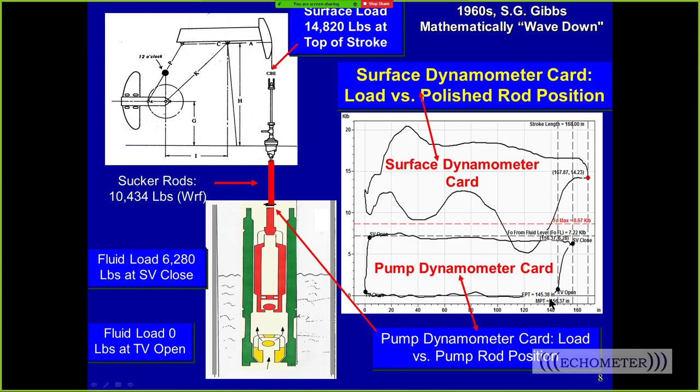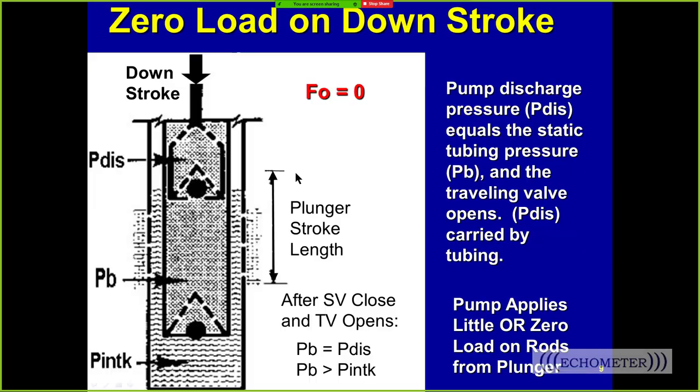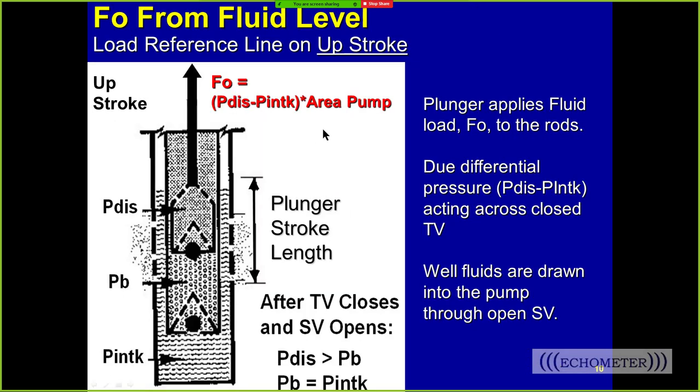We don't see any load. Load's close to zero. And that's basically what we're saying here. And then on the upstroke, we have the pressure on top of the plunger, which is the tubing pressure plus the tubing fluid weight, true vertical depth, down to the discharge of the pump. And then below the plunger is the intake pressure, and that difference in pressure acting across the plunger acts on the area of the pump, and so the load, the height of the pump card, is this discharge pressure minus intake pressure times area of the pump.